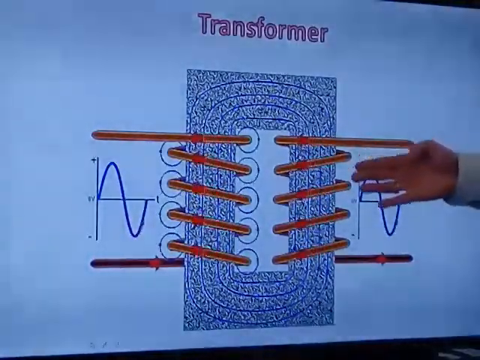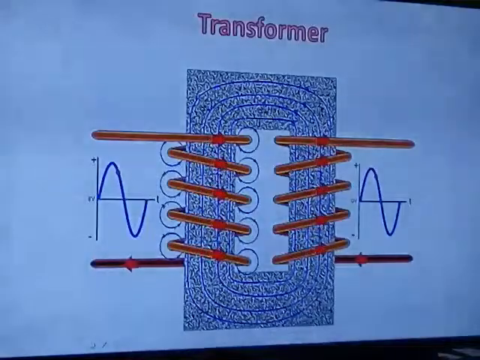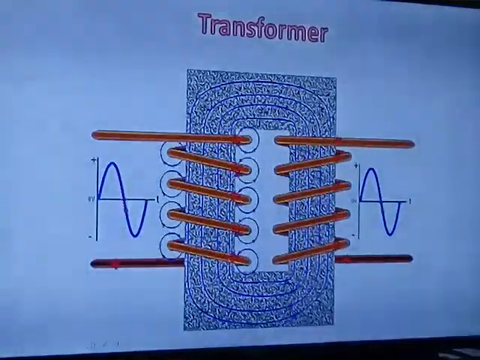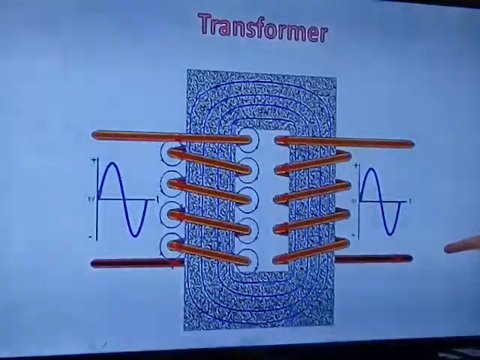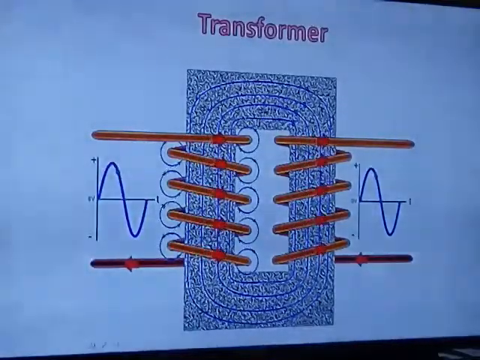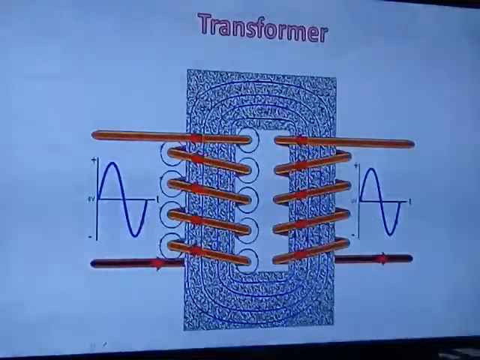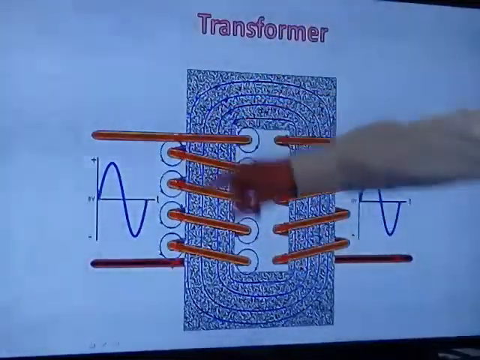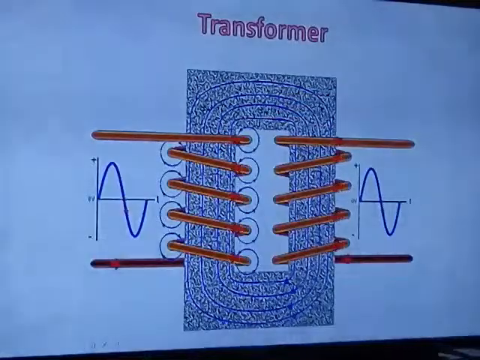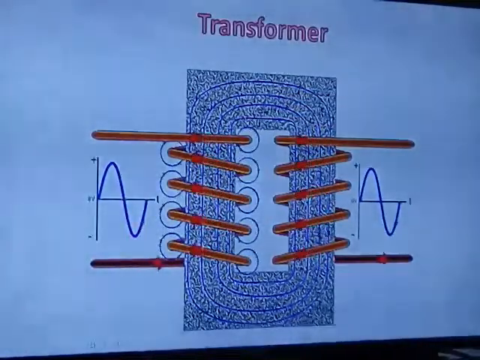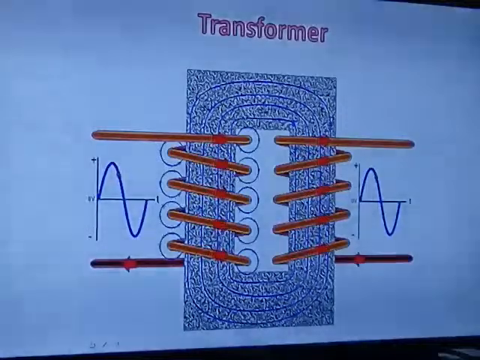Because this secondary coil experiences this alternating magnetic field, through the generator effect, it produces an alternating current in that secondary coil. And that's how transformers work. They are two separate circuits linked magnetically so that a change in this first circuit produces the same change in that second circuit.